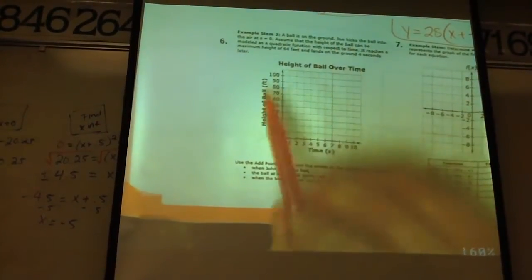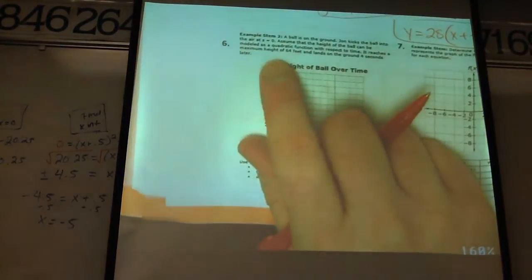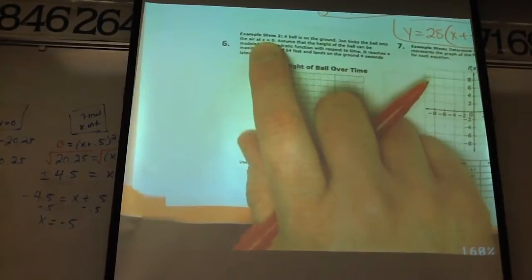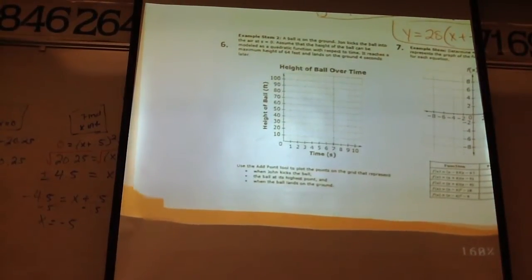Sean kicks the ball in the air at s equals 0. What does that mean? The vertex? The y-intercept. That's 0 seconds. It's the easiest one.